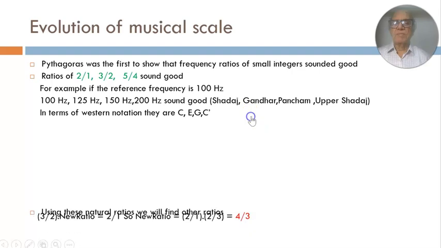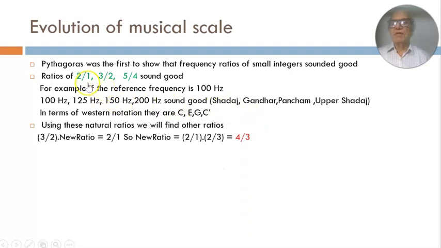Anyway, let's continue. Now, what we will do is, using these ratios, we will calculate some further ratios. So 3 by 2 multiplied by a new ratio is equal to 2 by 1. Using this, we calculate the new ratio as 2 by 1 into 2 by 3, that is 4 by 3. So this is another good ratio.